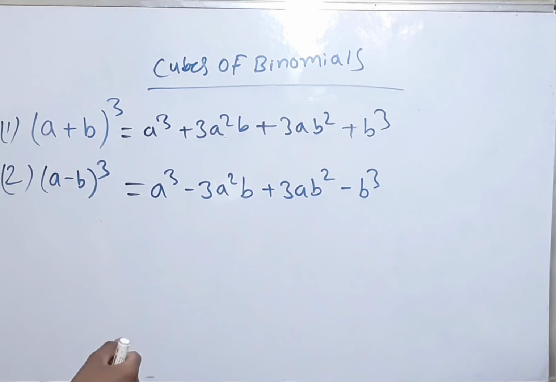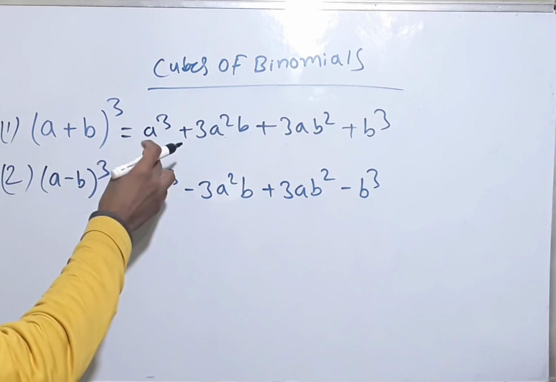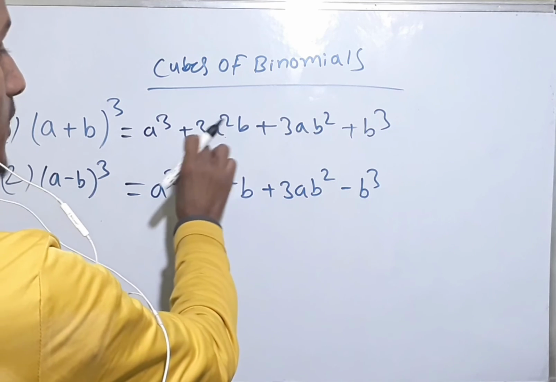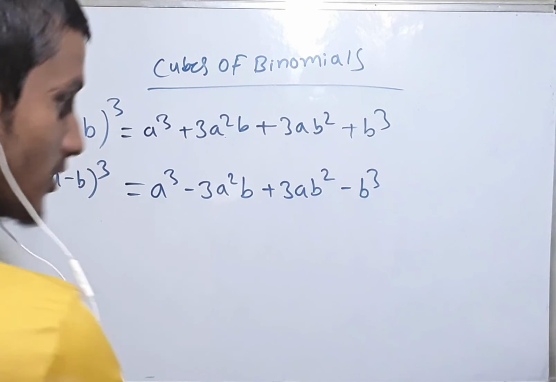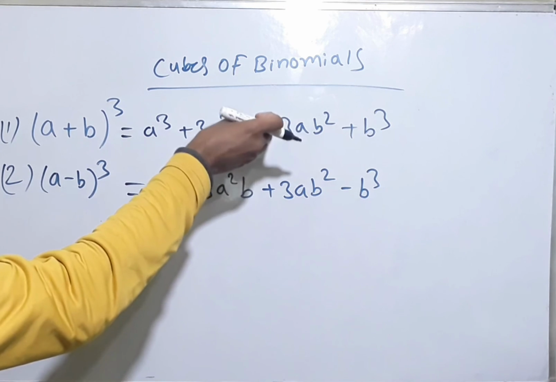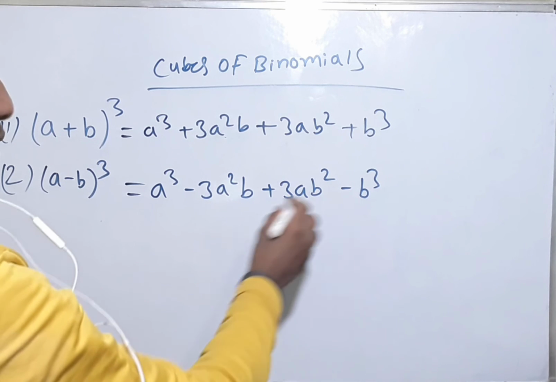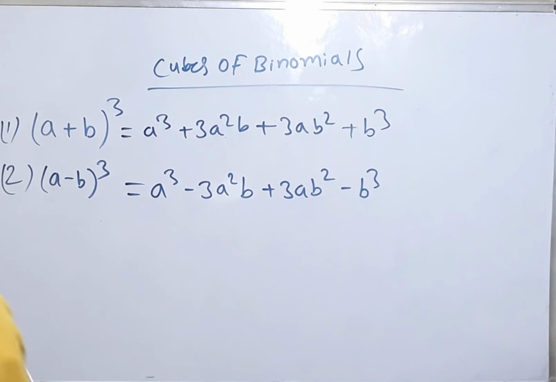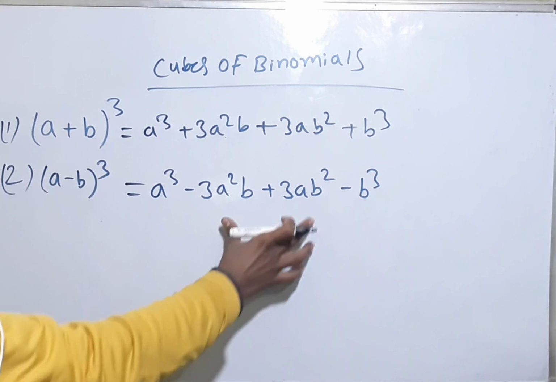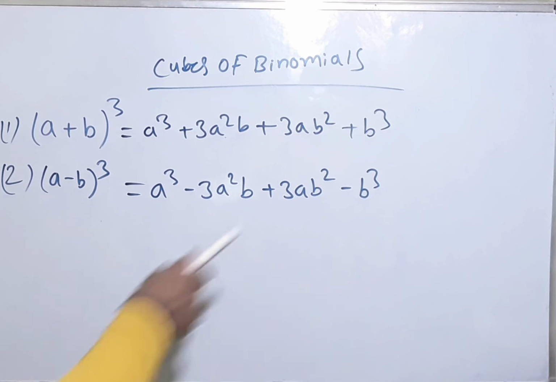So if you want a quick trick to memorize this, I can show you. This is a cubed, and then there are only plus 3a squared b plus 3ab squared plus b cubed. In this one, the only difference from the previous one is that you have the minus all over the place except in between. You have the plus only in the middle, otherwise you have minus in other places.